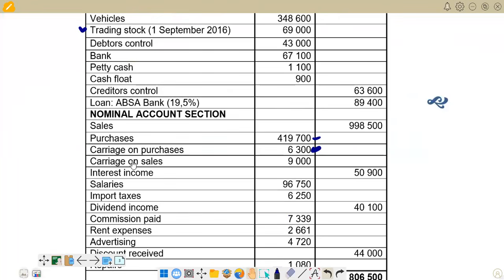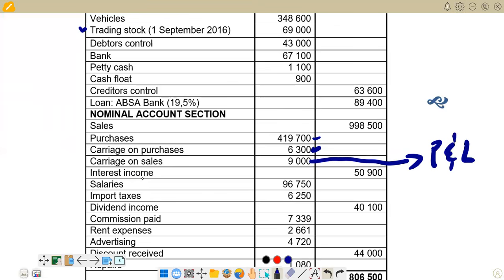And if we come here, we now have carriage on sales. Carriage on sales is an expense. We don't include it under the trading account. We are going to include it in the income statement, that is under the profit and loss account. Usually it goes under the operating expenses. So in this case, we are not going to include it under the trading account. We put it on the profit and loss. But carriage on purchases, we put it in the trading account.